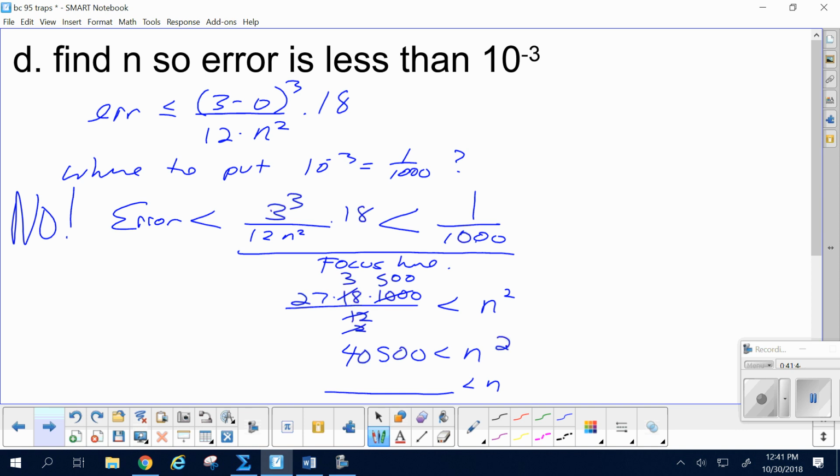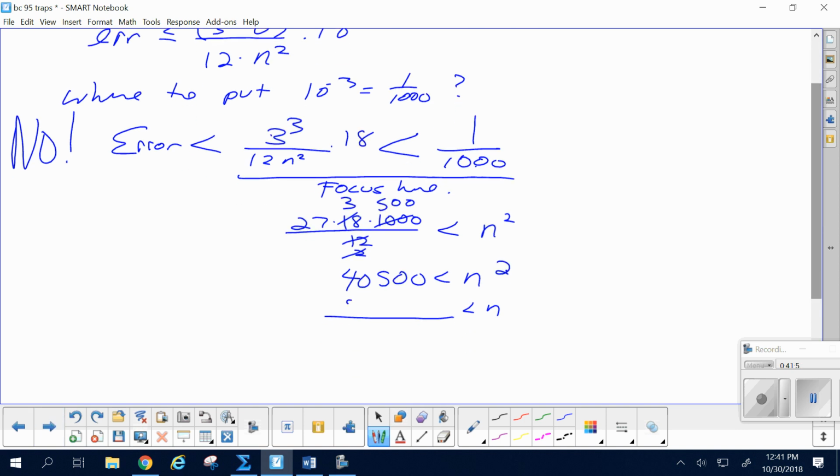Square root of 40,500, what's that, 20-ish times 10-ish, 200-ish? 201.247. All right. Now, obviously, to answer the question completely, the question is, how many trapezoids do you use? You would obviously be a total idiot if you said, I use 201.247 trapezoids. That's stupid. N must be an integer. And do I round up, round down? How do I round?